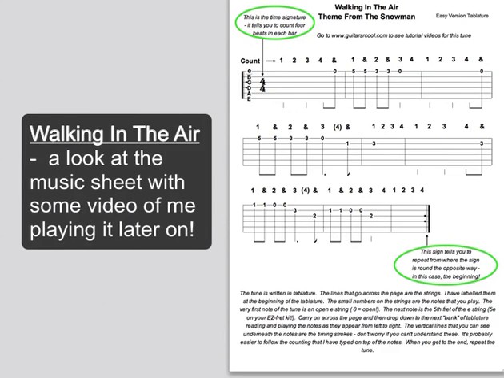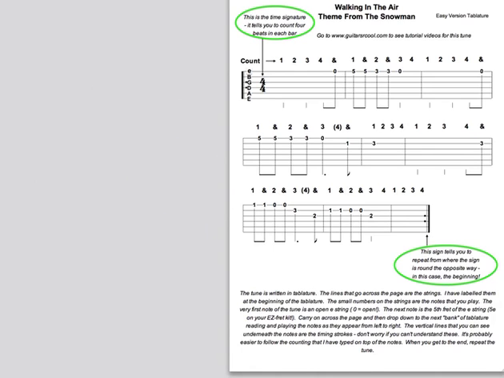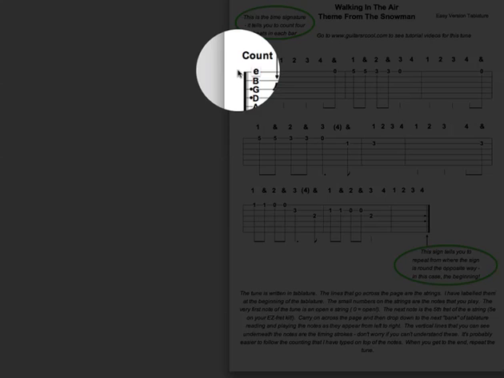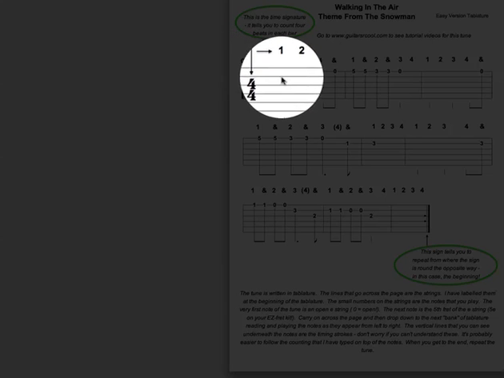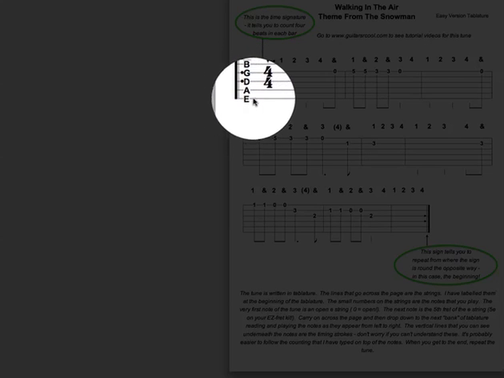In today's lesson we're going to have a look around this sheet of music for Walking in the Air, the theme from The Snowman, and it's written in tablature. Now you probably have seen this kind of music before, but if you haven't, it's pretty easy to understand. There are three banks of the tablature, and the lines that are drawn across the page are the strings, and I've labelled them here: the little E string, the B string, the G string, the D string, the A string, and the capital E string, the big E string at the bottom there.